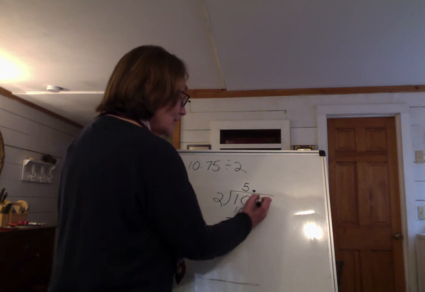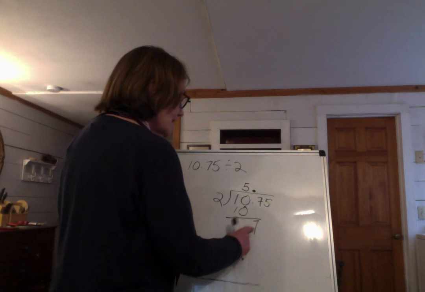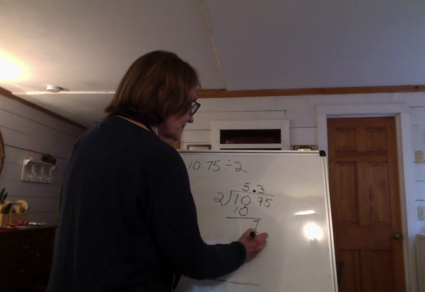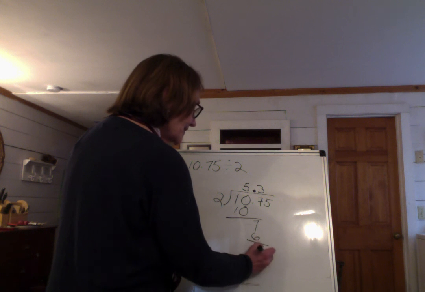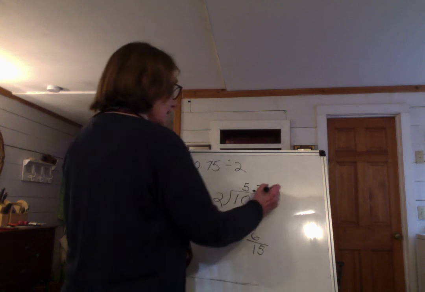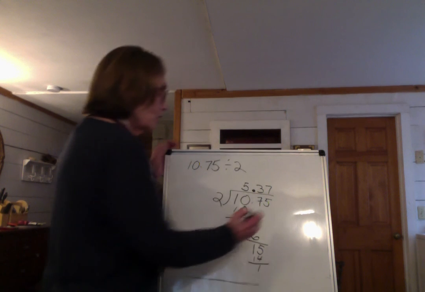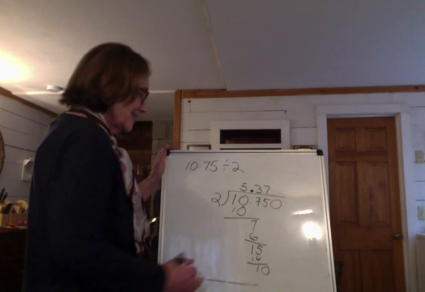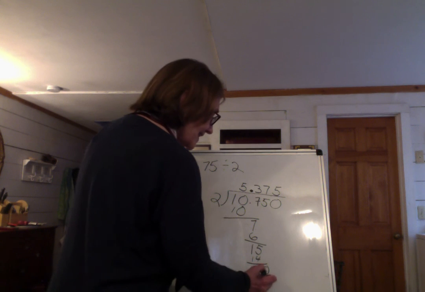Gives us a 0, but we have other numbers. Let's bring down the 7. How many 2's go into 7? 3. 3 times 2 is 6. Subtract, get 1. Bring down the 5. How many 2's go into 15? 7. 7 times 2 is 14, with 1 left over. 1 left over, we have to create another space. Let's put down a 0 and bring it down here. How many 2's go into 10? 5. 5 times 2 is 10.